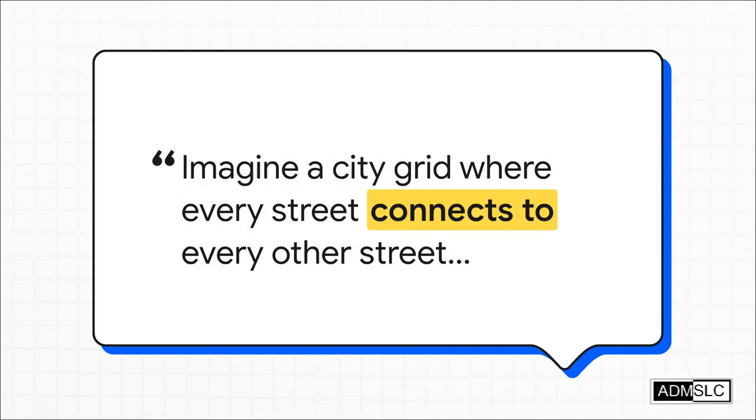This is like a perfectly designed city grid. If one road is blocked, who cares? The data has tons, maybe even hundreds of other possible routes it can take to get to where it's going. This makes it unbelievably resilient.